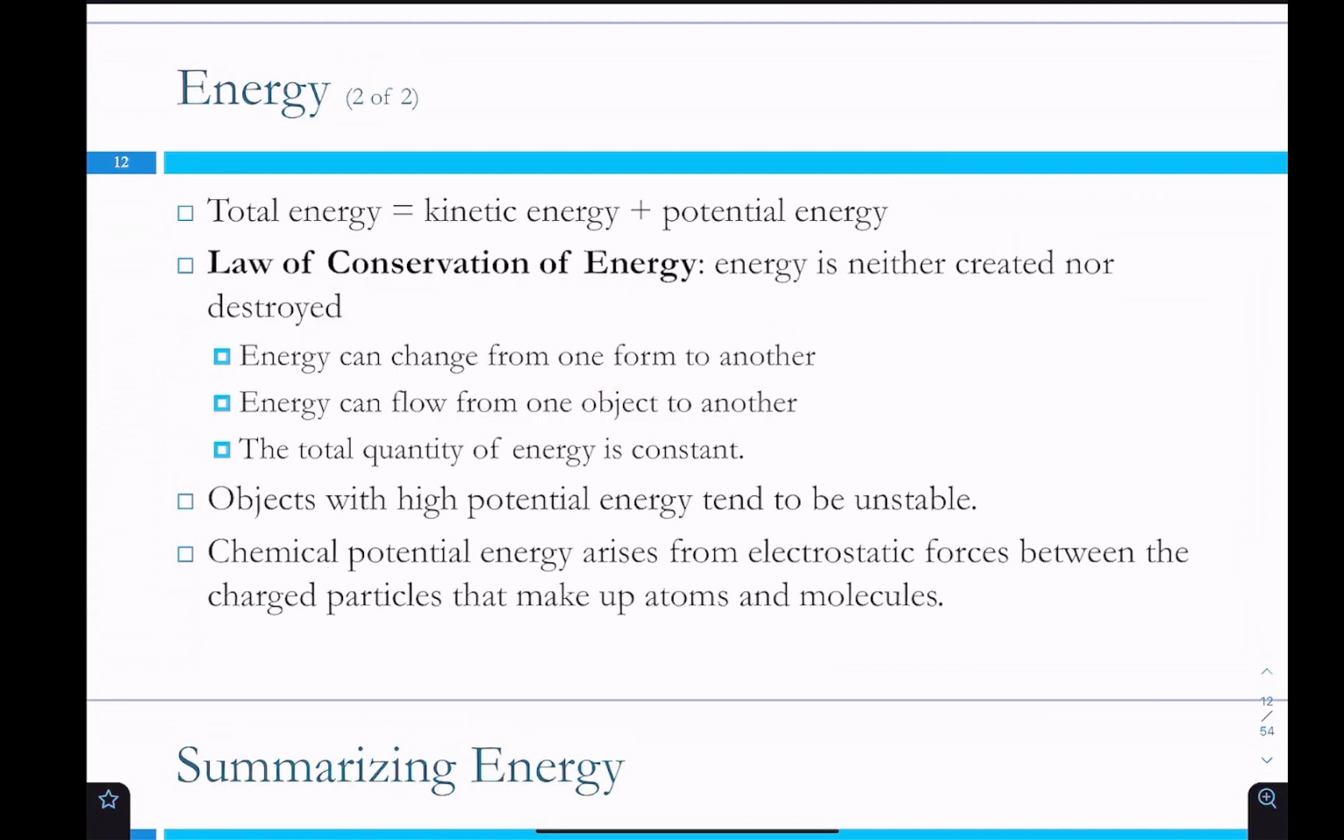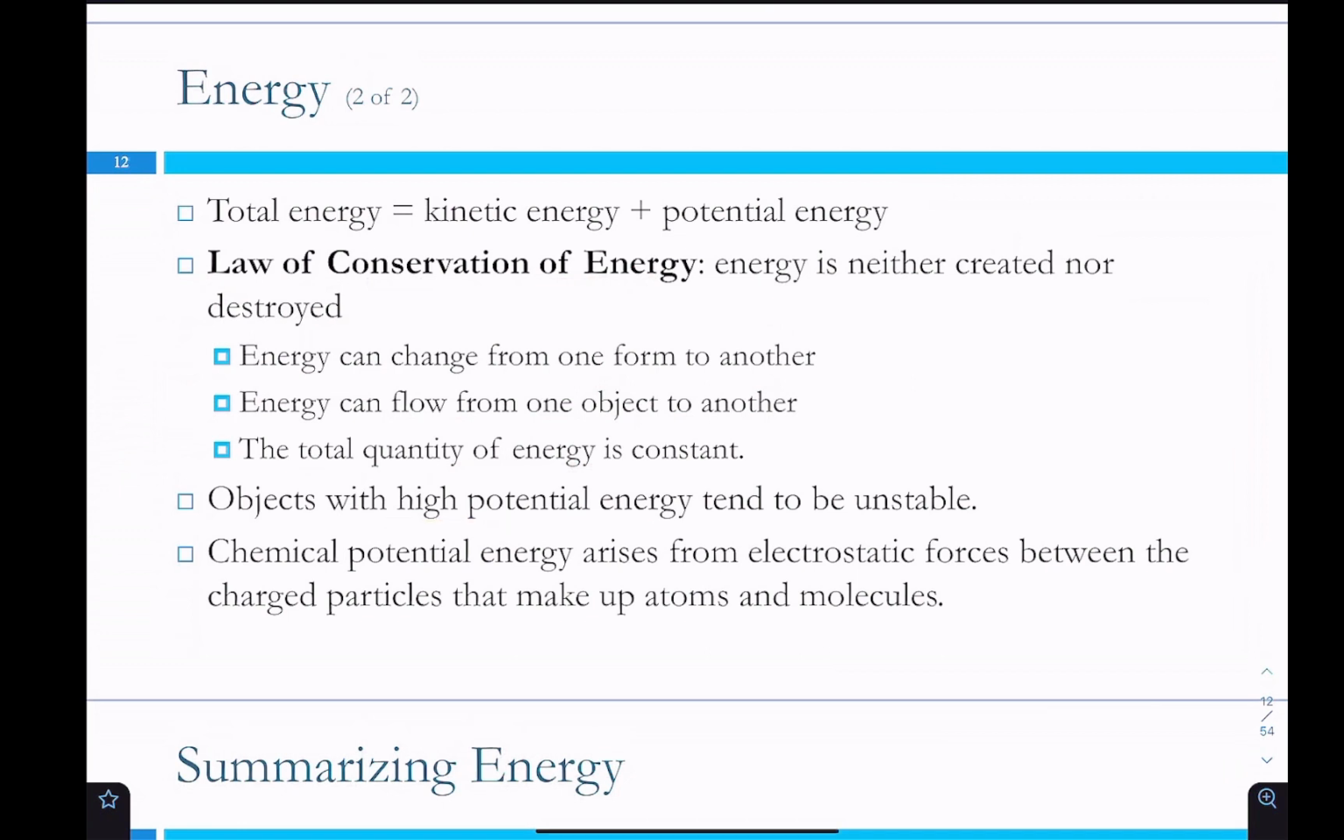If you have a space heater, it's transmitting energy in the form of infrared light that your body is absorbing, and it makes you feel warm. The total quantity of energy, though, remains constant. This is why you can't have a perpetual motion machine. There's always energy lost to inefficiency. And by lost, I mean converted into heat. So objects with high potential energy tend to be unstable.